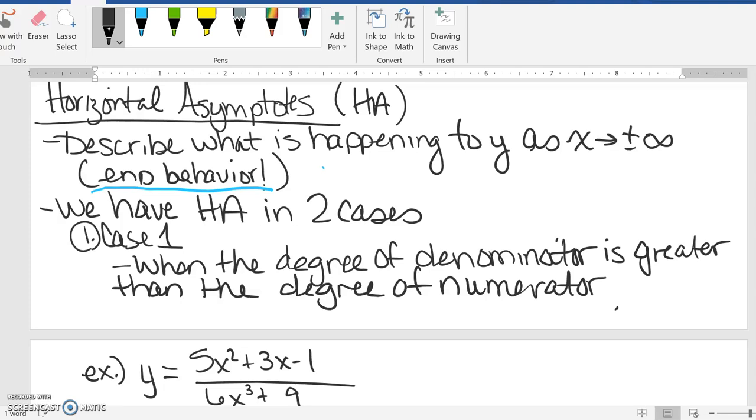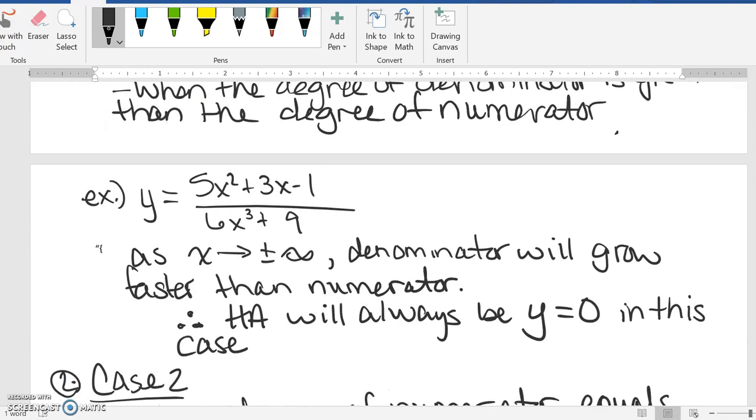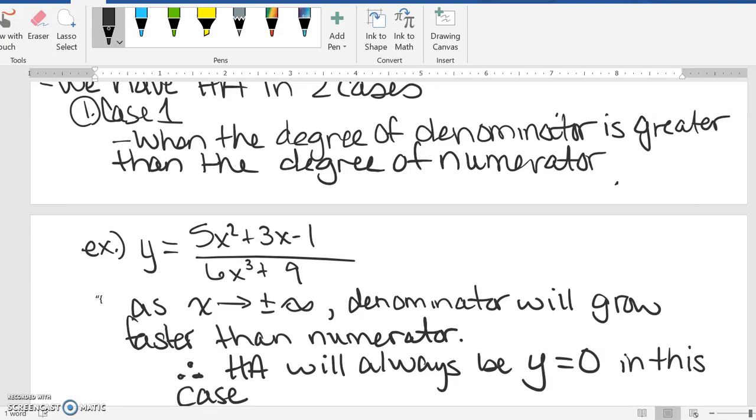And we're going to have a horizontal asymptote in only 2 cases. Okay? So since we basically have 2 polynomials on top of each other for a rational function, the first case is when the degree of the polynomial in the denominator is greater than the degree in the numerator. When that happens, I want you to think of approaching either a positive or a negative infinity.